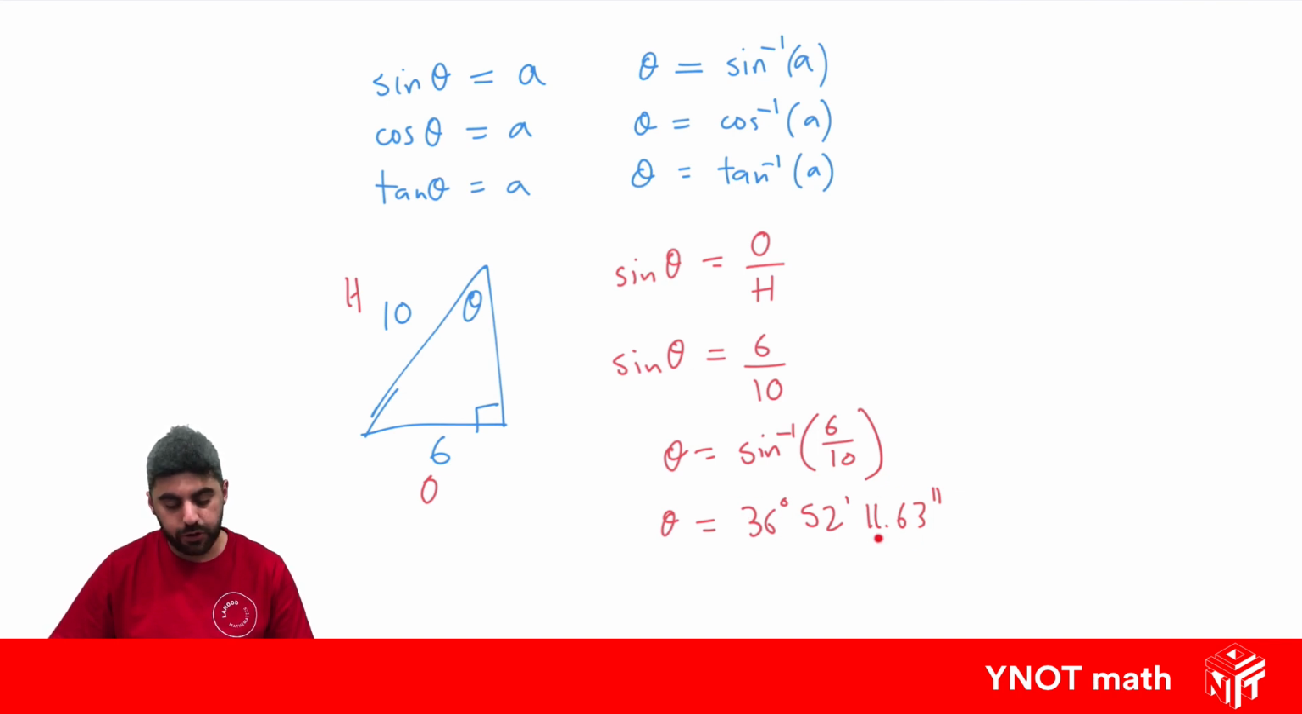So when this number is 30 or higher, we round this one up. And when this is 30 or higher, we round this one up, depending on how we want to round it. So if we're rounding to the nearest degree, this is 30 or higher, so the 36 degrees becomes 37 degrees to the nearest degree.